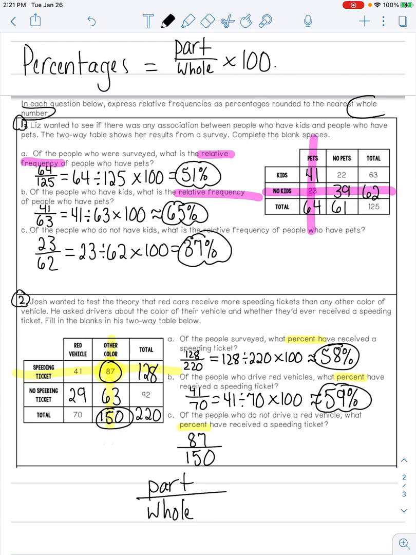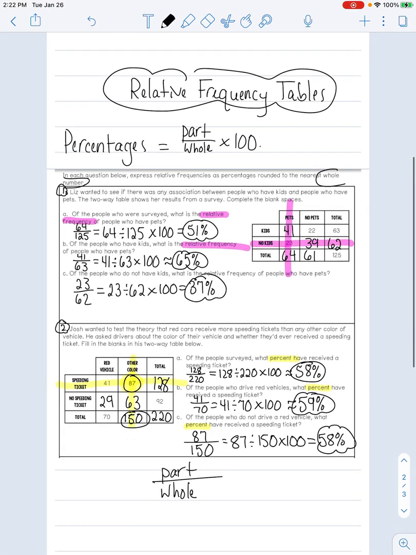Now let's answer the question, what percent? So I want to do top divided by bottom times 100. So let's see about how much that is. Top, 87, divided by 150 times 100. Oh, that gives me exactly 58%. Didn't even have to round that one. So 58% of the people who do not drive a red vehicle have received a speeding ticket. So this, guys, is how we use two-way tables to find what's called the relative frequency or the percentage.